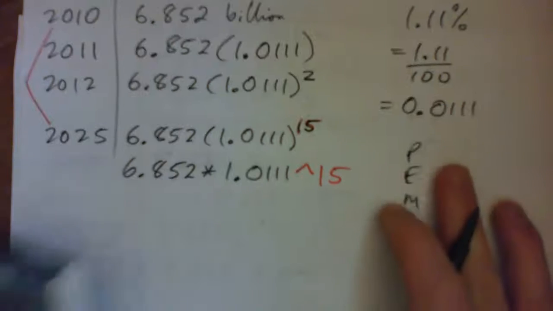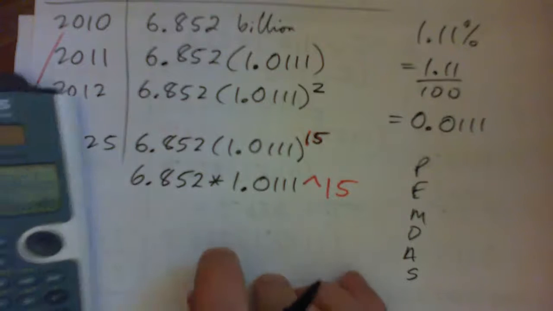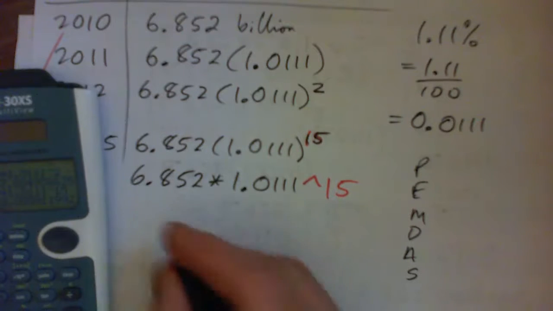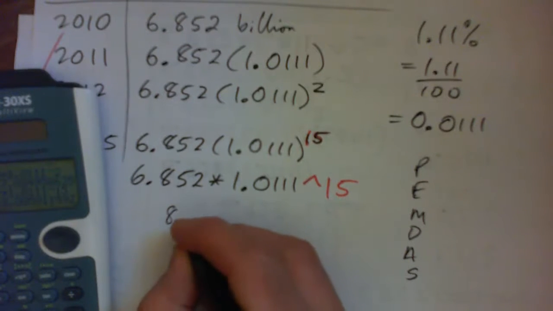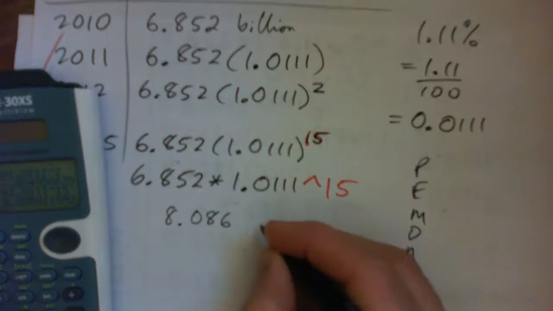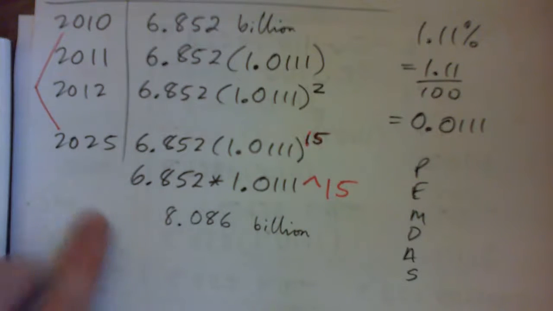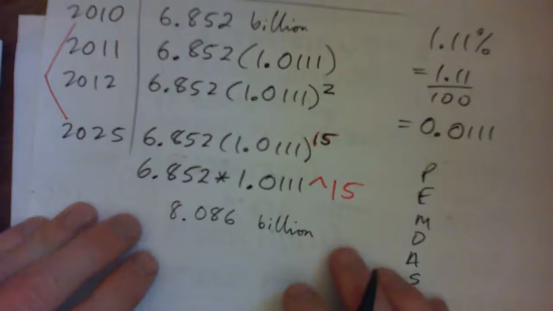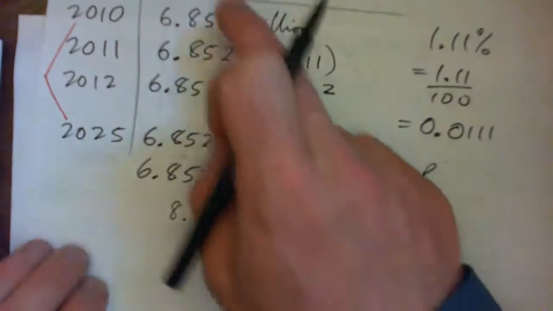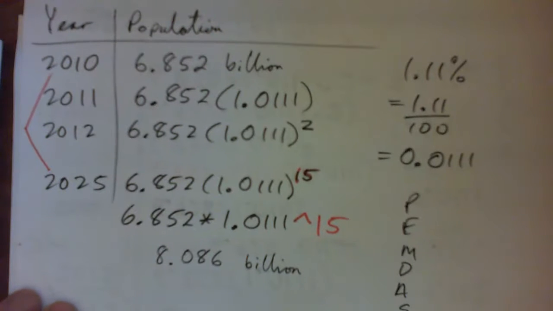Right? So put that in the calculator and we get about 8.086, something like 086 billion. Or about 8 billion by 2025, right? So we've gone from a little under 7 billion in 2010 to 8 billion just 15 years later. You okay with that?